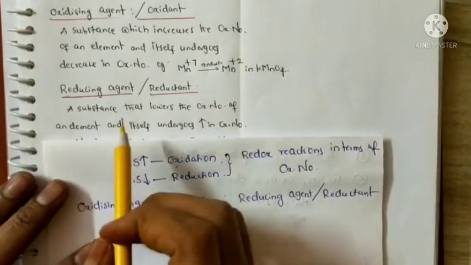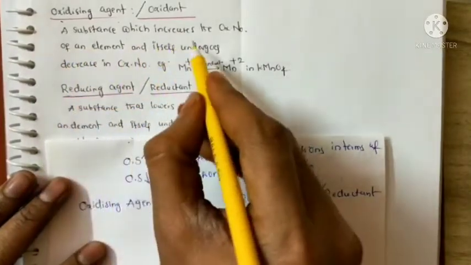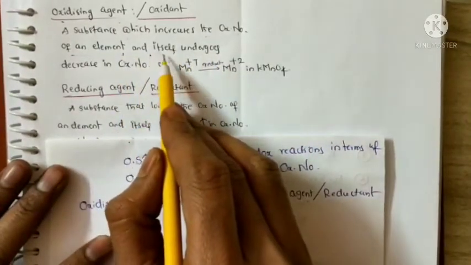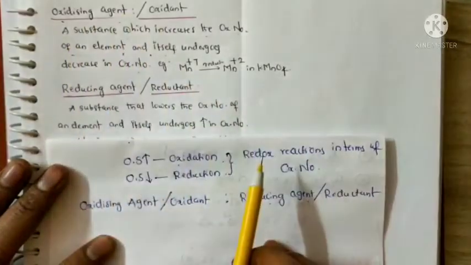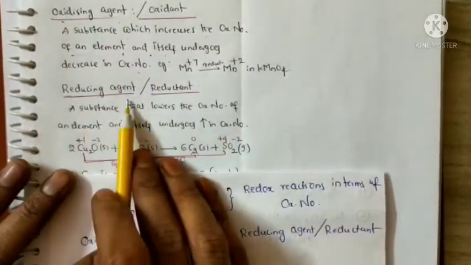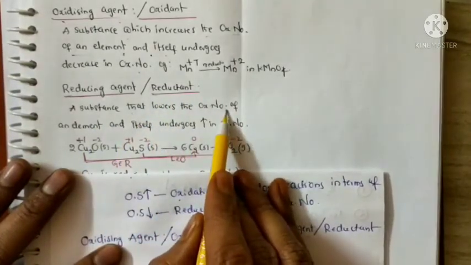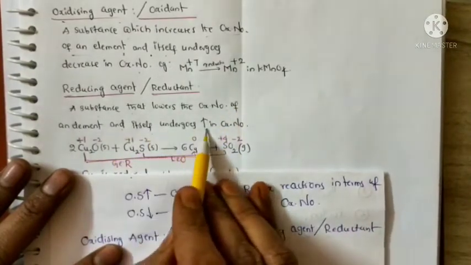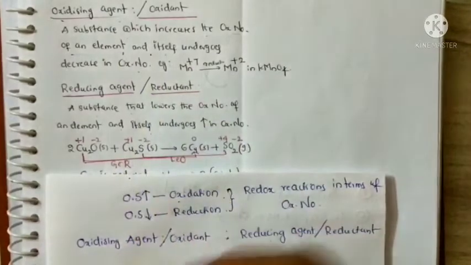Next, very important, oxidizing agent or oxidant. A substance which increases the oxidation number of an element, or itself undergoes a decrease in oxidation state, is called an oxidant or oxidizing agent. Next one is reducing agent or reductant. A substance that lowers the oxidation number of an element and itself undergoes an increase in oxidation number. So don't confuse. I will explain.